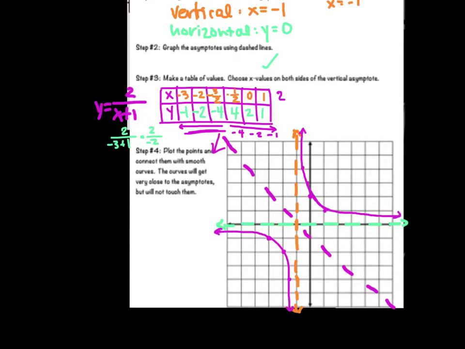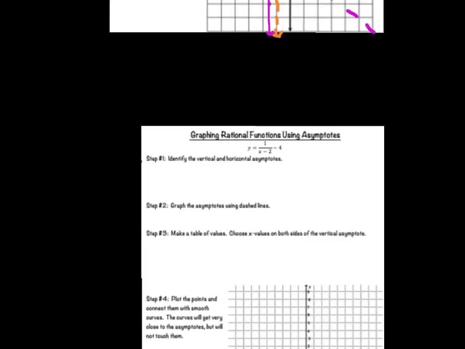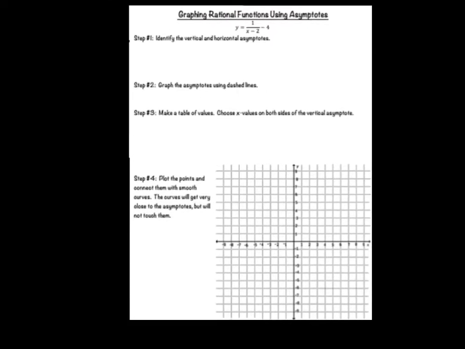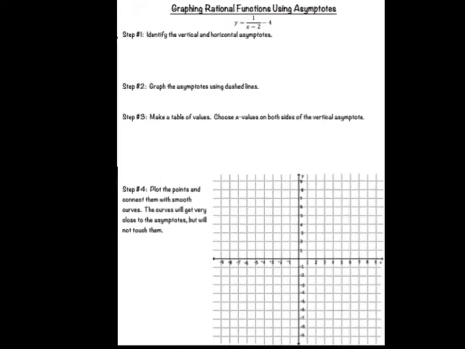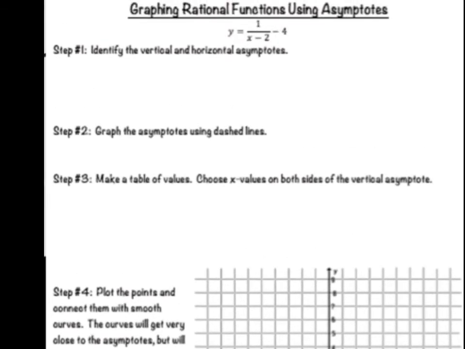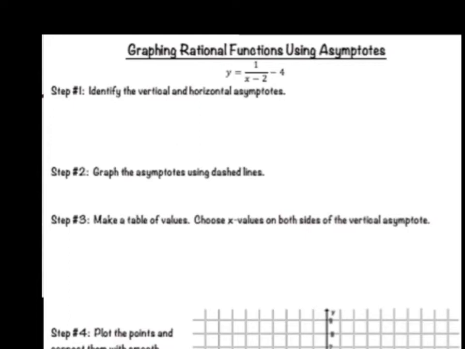Let's now do one more graph, and then you will be free to work on your homework. We have graphing rational functions using asymptotes, and we have y is equal to 1 divided by x minus 2, minus 4. So first things first, we need to identify our vertical and horizontal asymptotes.